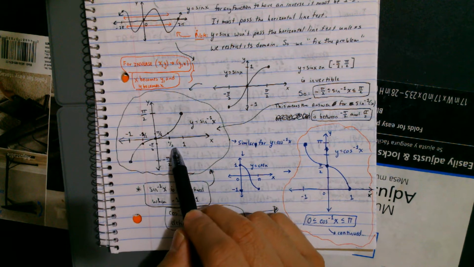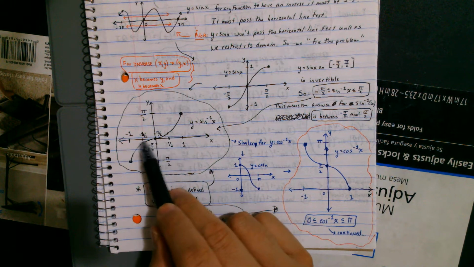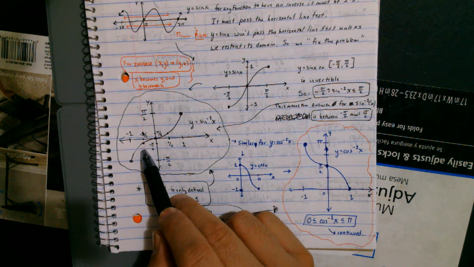So sine inverse of a positive is positive. Sine inverse of a negative is negative. That's the difference.